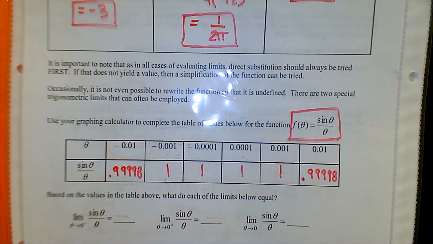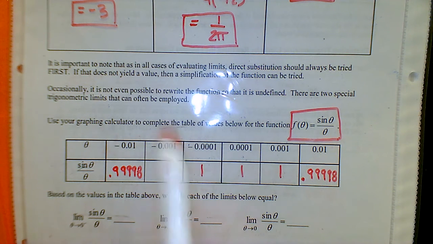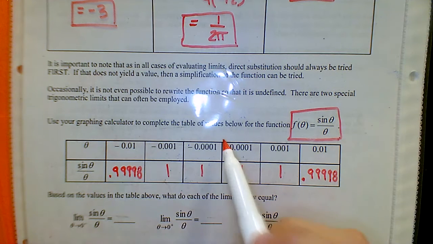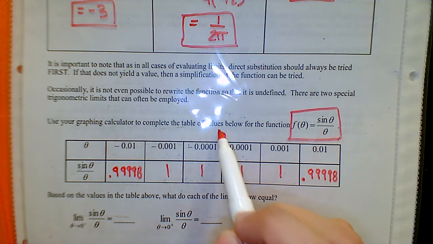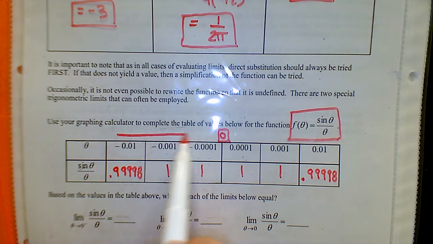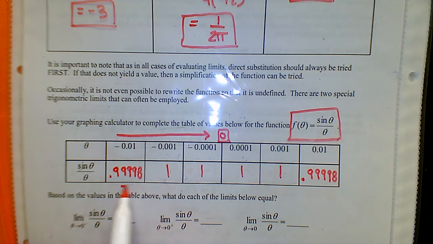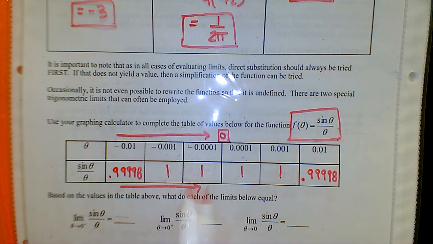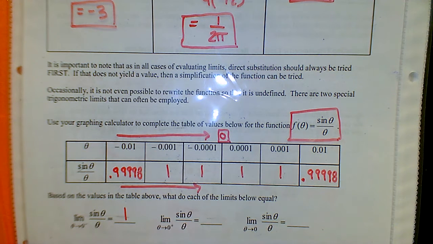Alright, so we're going to use this table to help us figure out these limits at the bottom. If we were to get closer to 0 from the left, notice how based on your table, 0 is found right there, kind of in the middle. So if we were to approach 0 from the left, what do the y values seem to approach or get closer to? Are we thinking 1? Okay.